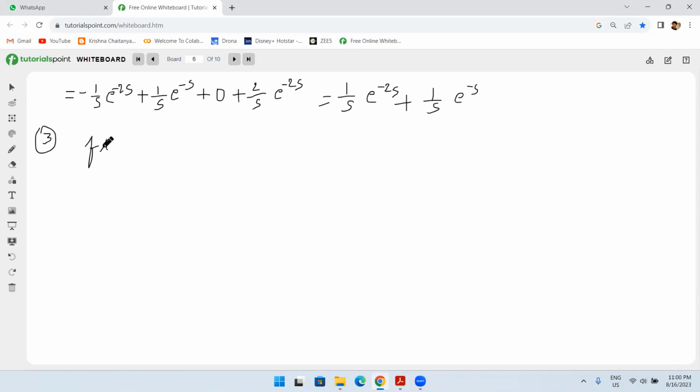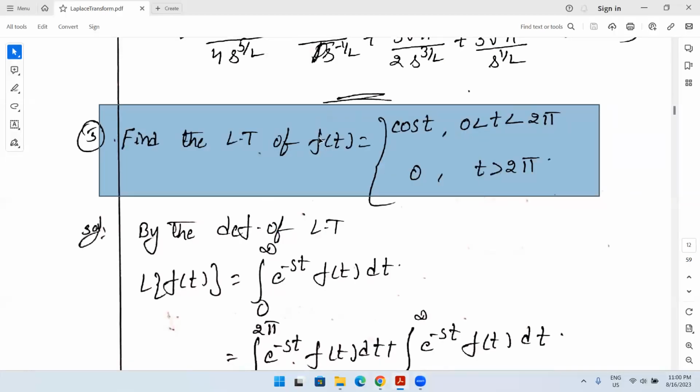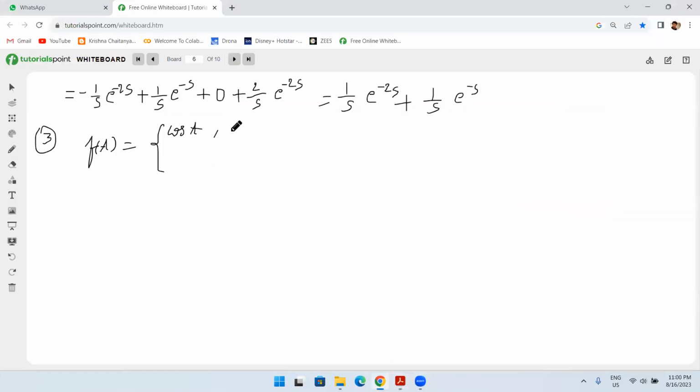So f of t is defined by cos t for t from 0 to 2 pi, that is, 0 less than t less than 2 pi, and next is 0 if t is greater than 2 pi. Okay, so here also we use the definition.